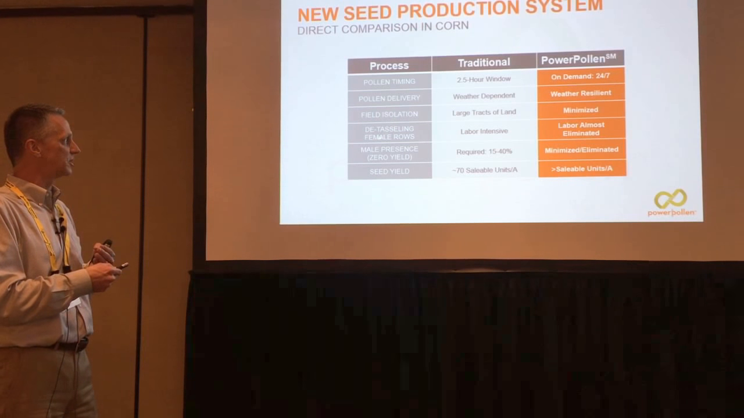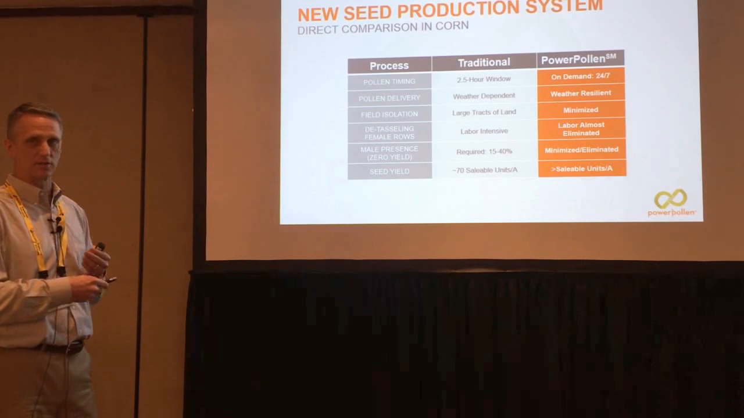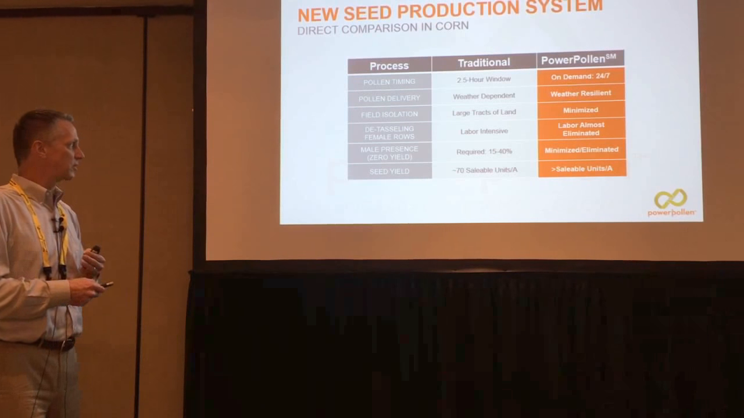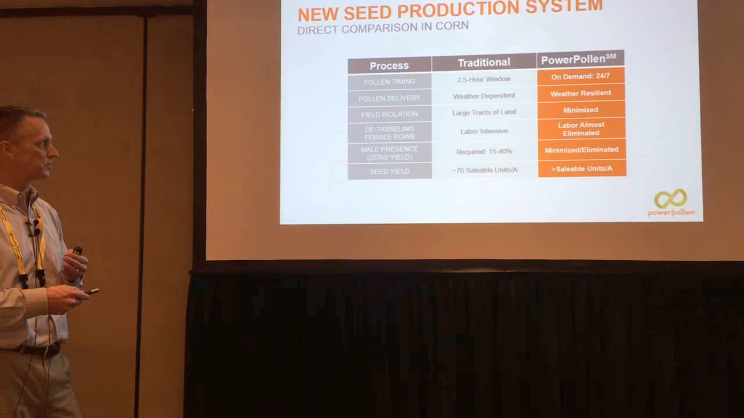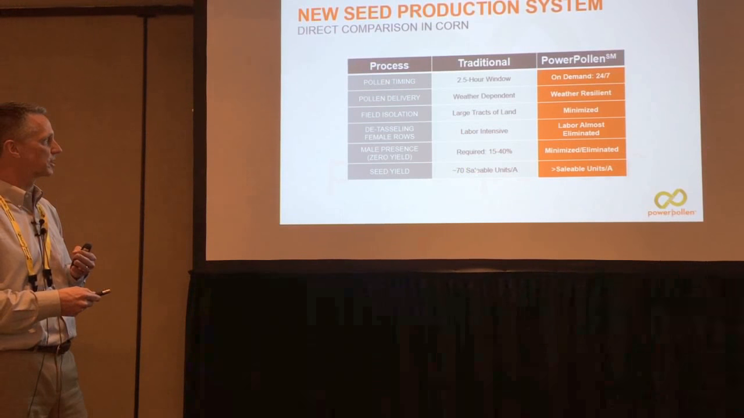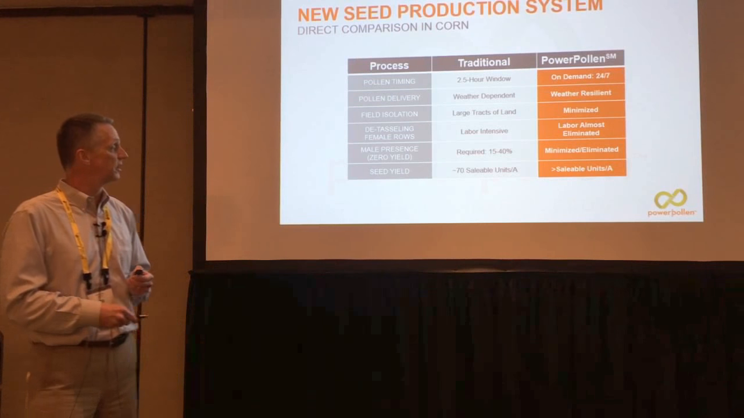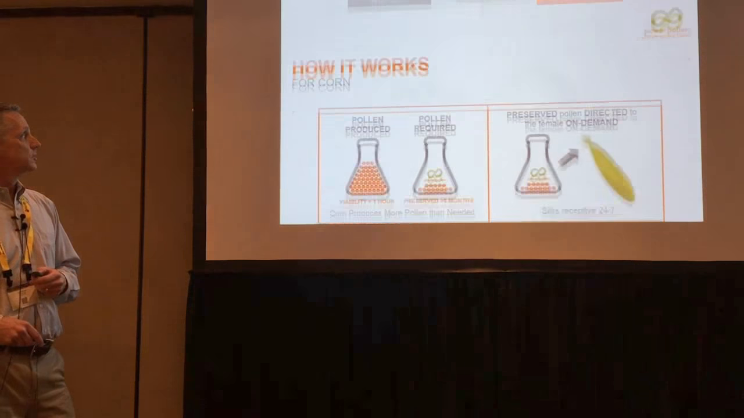As a result of this on-demand and weather-resilient method, you can decrease some of the very expensive processes like field isolation, detasseling, and male presence. Those are expensive parts of producing corn seed. And you can also increase yield on average about 20% from 70 saleable units. That's supposed to say 85. There's a little deletion there. Sorry about that.